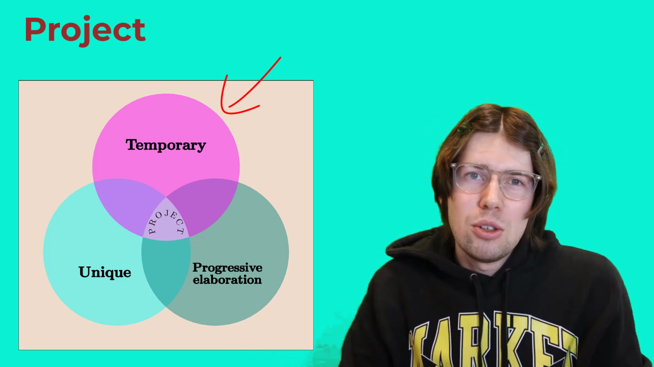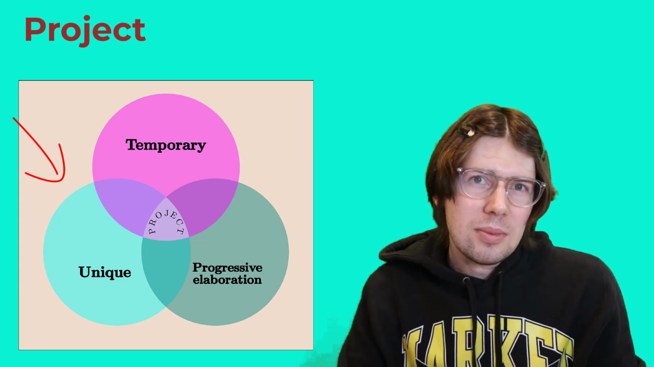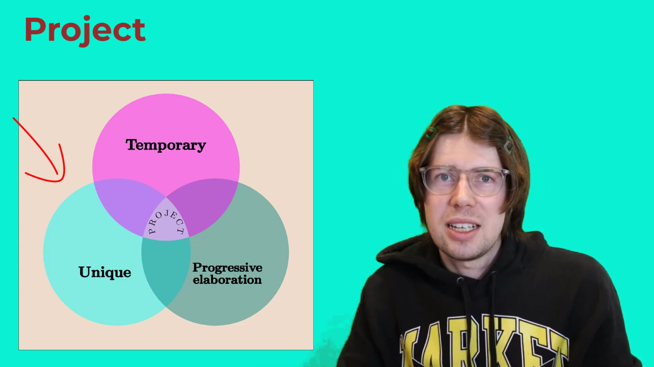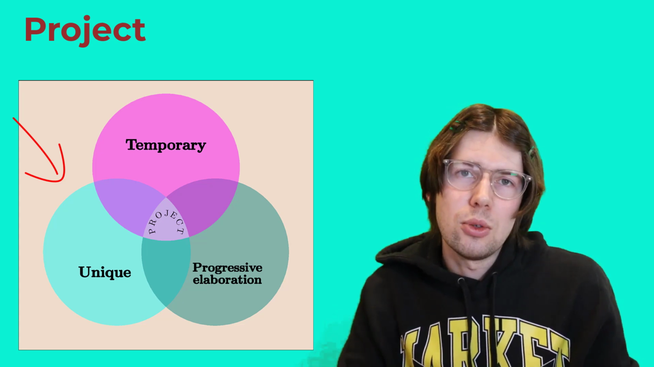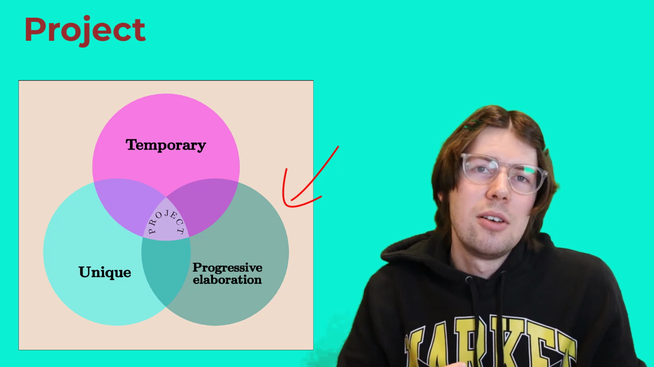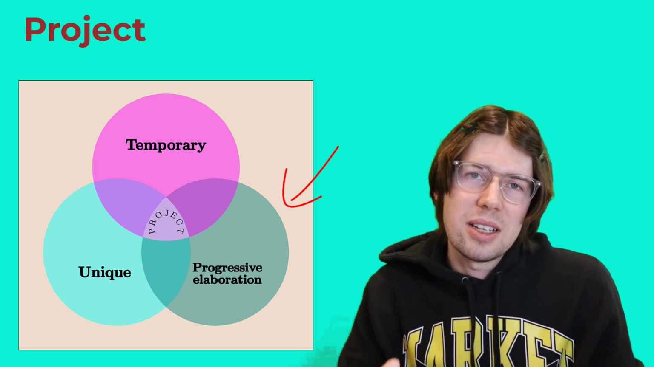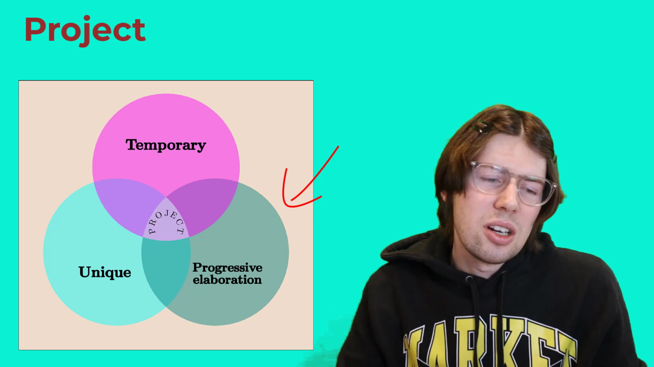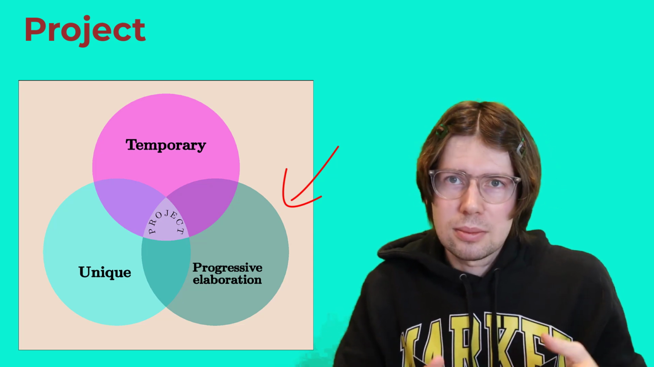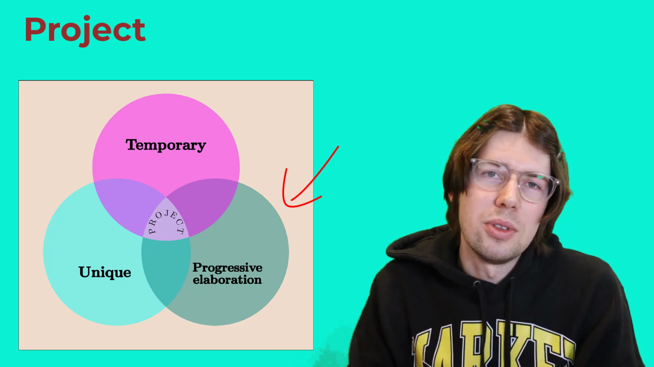Second of all, it needs to be unique somehow. Either the process itself can be unique, or the outcome of the process can be unique, or a combination of the two. And the final characteristic here is what is called a process of progressive elaboration, which kind of means that we don't know everything ahead of time. We are figuring some of the details out as we progress through the activity.